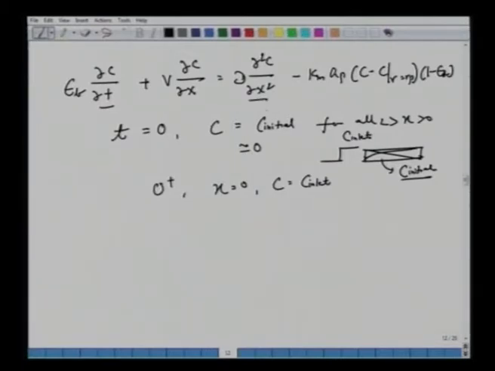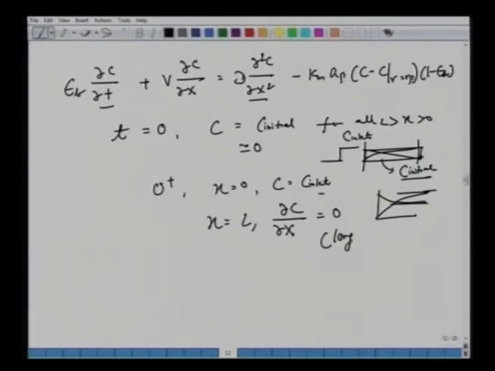As it is second order in x, we need two conditions. One condition is x equal to 0, C equal to C inlet, and at x equal to L we require one more condition. Generally, one very common and more realistic condition is del C by del x equal to 0. So we are saying that there is no gradient at the exit. It's like a long tube approximation, where all variables have reached asymptotically flat. This no gradient condition is also known as the long tube approximation.